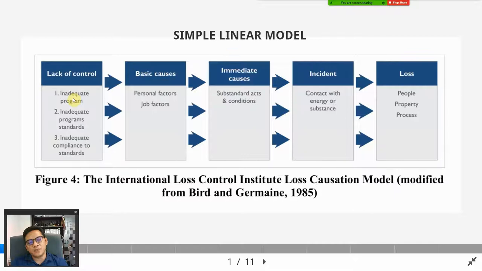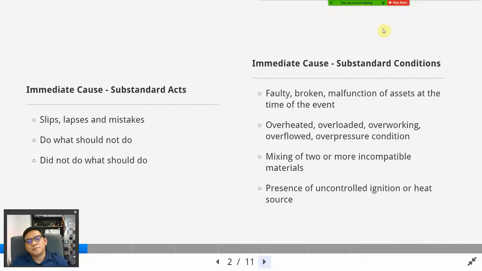If there is a program, the program is weak. Or if there is a program, people don't follow that program. So that is what lack of control means. So these are some of the explanations of why, under the immediate cause.